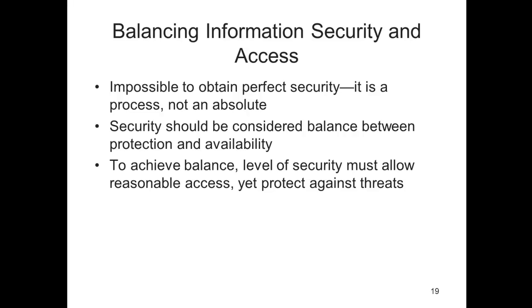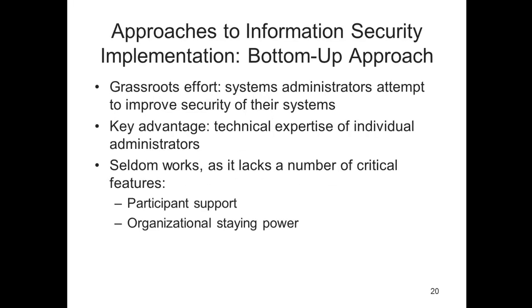We can certainly make things very, very secure, but we may very well make that information unusable or unlikely to be productive in the business environment because it's so difficult to get to. There are a couple of different ways that we can implement security or information security across an organization: a bottom-up approach and a top-down approach. And each has its pros and cons.